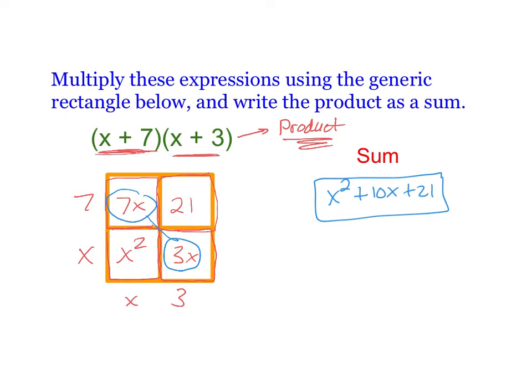And remember, when we're doing sums, we always start with the x squared term first, the x term second, and the term without a variable comes last. Now, today's lesson, we'll be doing this in reverse order, where you will get the generic rectangle all filled in, and our goal will be to find what goes on the outside so that we can write that generic rectangle as a product.